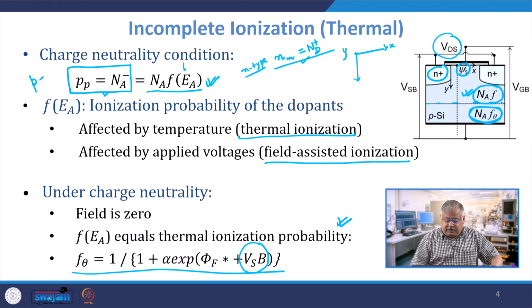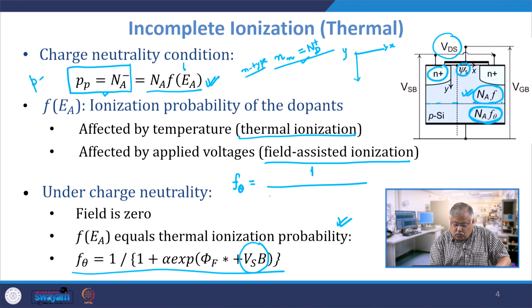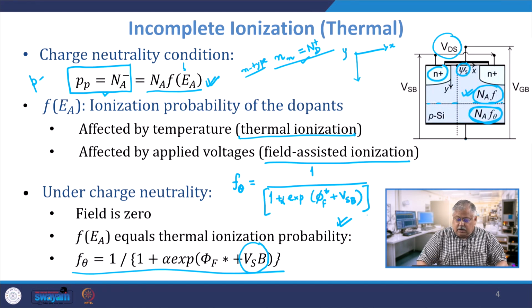So, if you look at the F theta value, let me write it down for your better understanding: it is 1 over 1 plus exponential, we have an alpha term here, phi f star, which is the Fermi potential which we discussed in the previous turn, and VSB. This tells me that if the VSB value increases, source to bulk increases, the F theta value starts to reduce. And what does it tell me therefore?